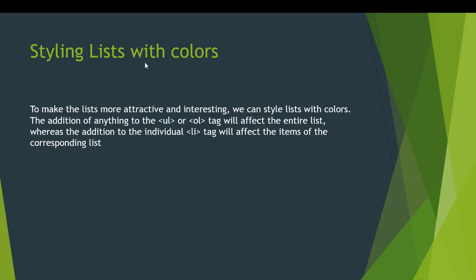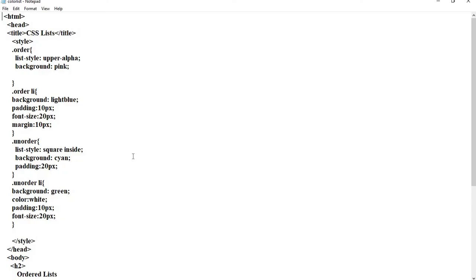Our last property is styling lists with colors. Simply, if we want to make a colored list, we can make use of this property. So let's move on to the code. I have rewritten the code. Let me explain the code to you.